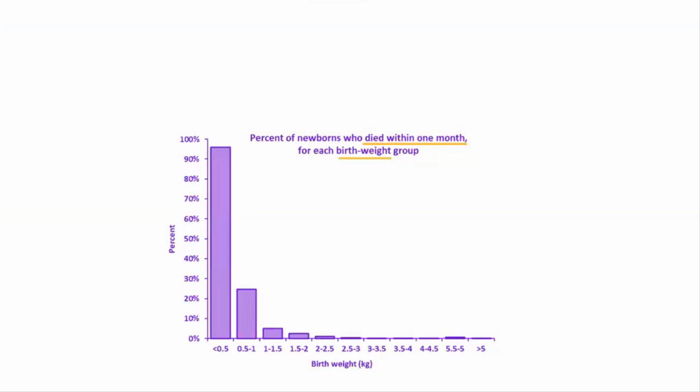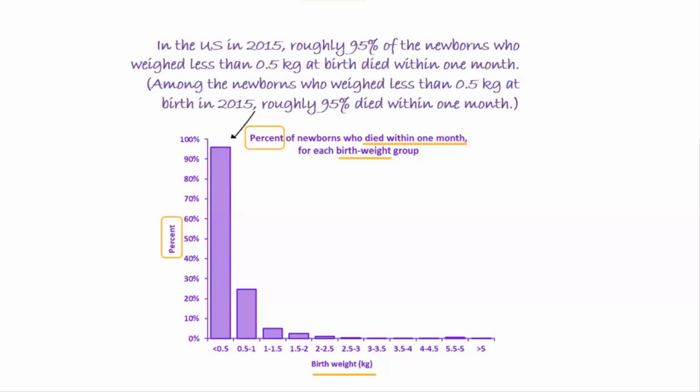On the horizontal axis, we have birth weight in kilograms, and on the vertical axis, percent. Now, the percent is for the categorical variable yes or no, died within 1 month. What is not shown here is the percent that did not die. So, for example, for the first birth weight group at less than half a kilo, we see that roughly 95% of those very, very small newborns died within 1 month. The remaining roughly 5% survived at least the first month.